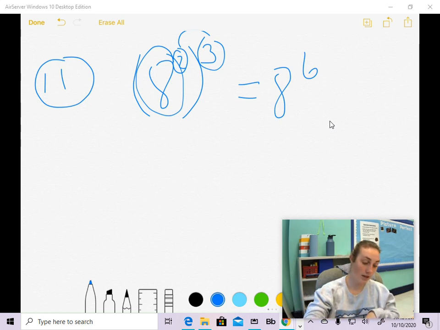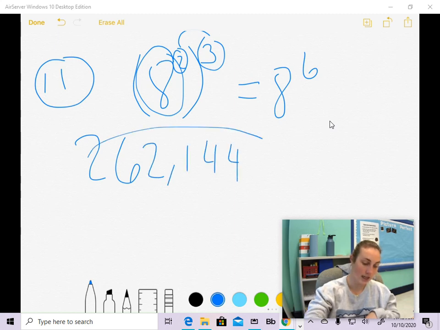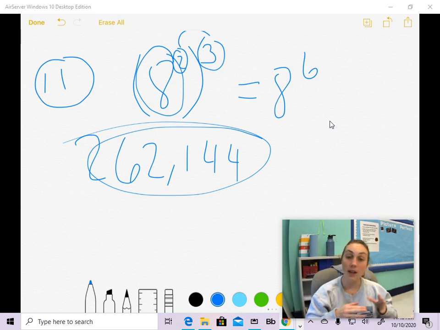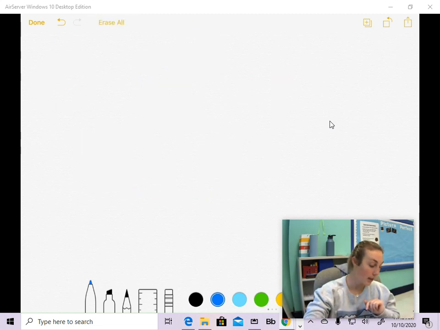And if you put this in your calculator, it'll end up being 262,144, which again is a pretty big chunk of a number. Sorry, I'm kind of dorky. There you go, okay? We do another example.